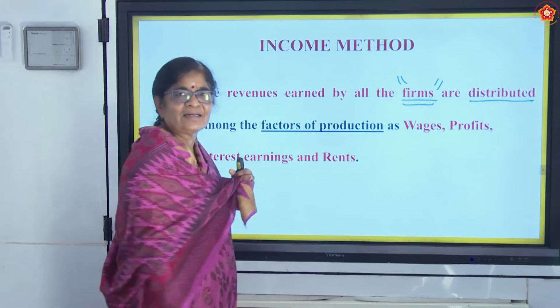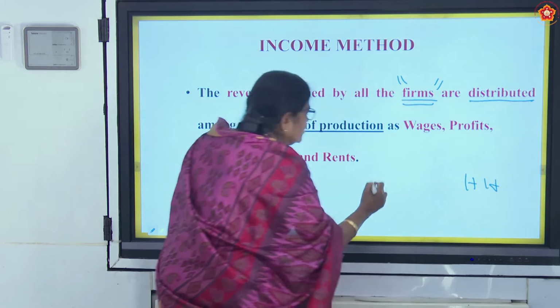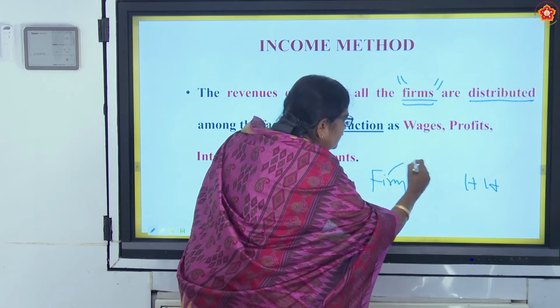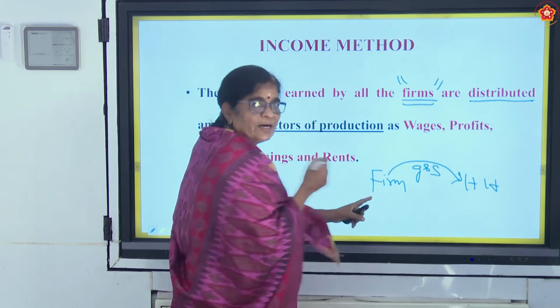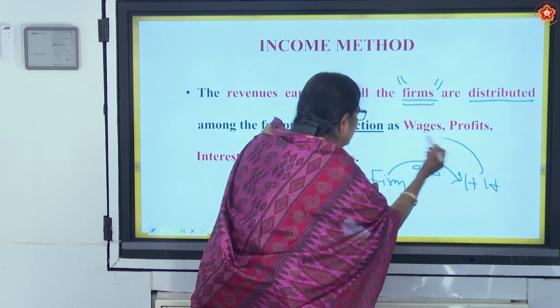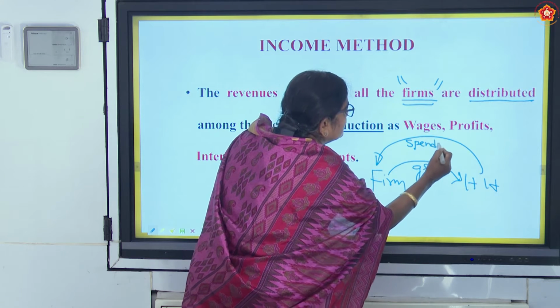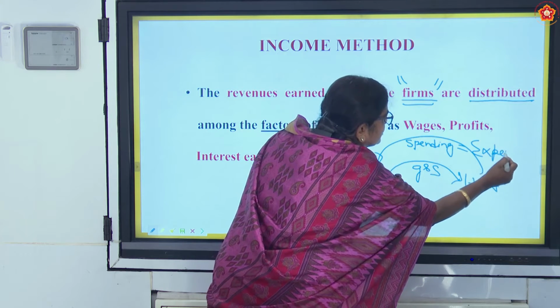How do firms earn? Again, in our circular flow of income, the up arrows. What are the up arrows? The firm gives goods and services produced by the firm to the household. What do the households do? They spend on the items. It is called spending. What is spending? I explained last week. Nothing but expenditure.